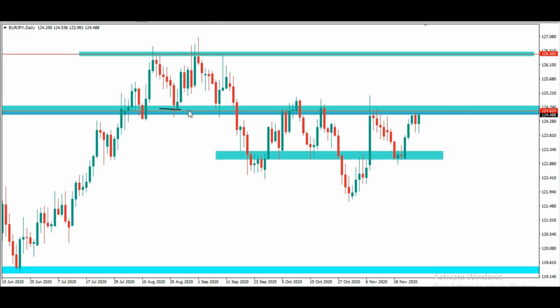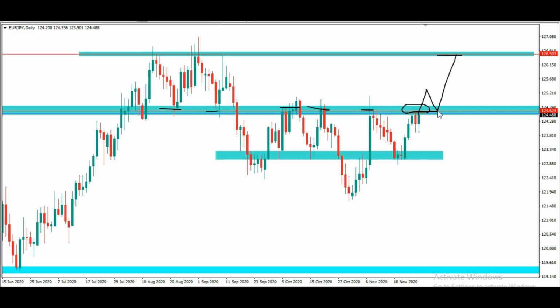You can see that area was support, became resistance at this point, and the price is still trading below that area right here. As long as the price remains below this area, we are not interested in taking any long trade on this pair right now. So before I look for a long trade, I want to see at least a daily close above this 124.62 area.